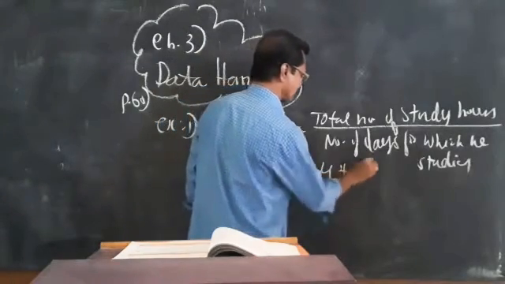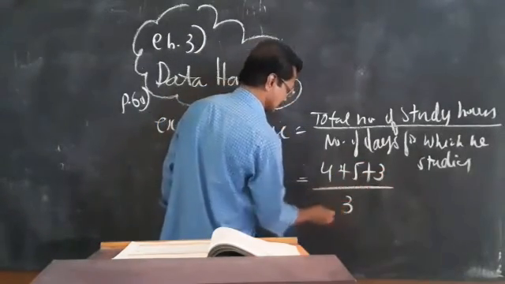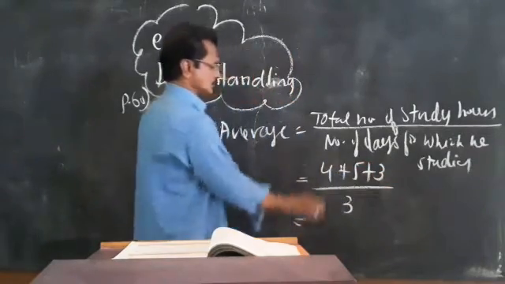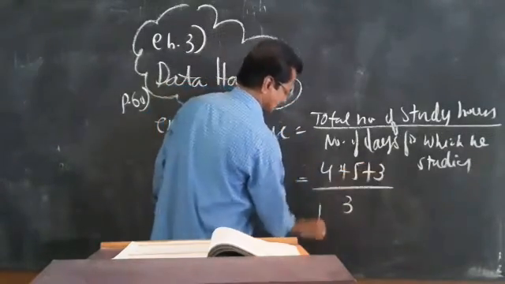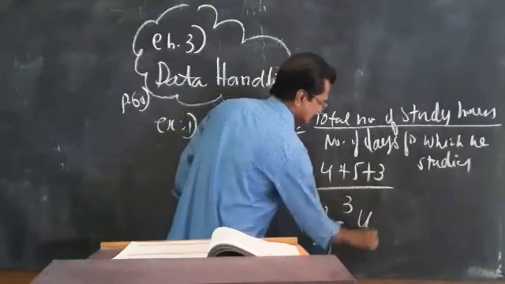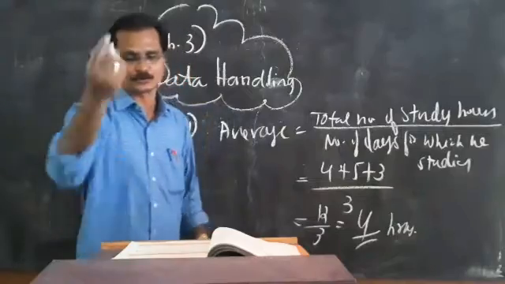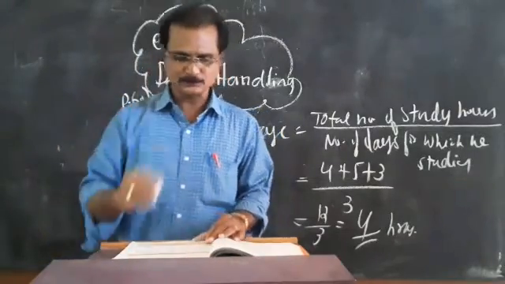That is equal to 4 plus 5 plus 3 divided by 3. First day 4 hours, second day 5 hours, and third day 3 hours. So 5 plus 4 is 9, 9 plus 3 is 12. 12 divided by 3, 3 fours are 12. So the average is 4 hours, that is 4 hours per day.